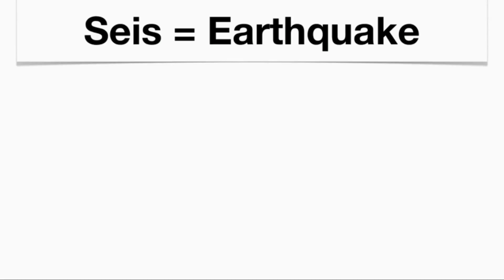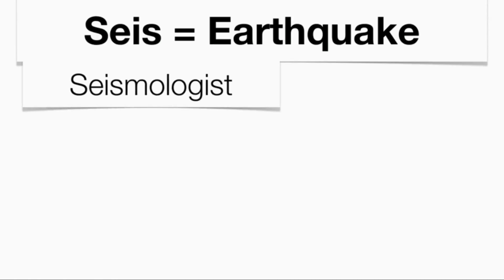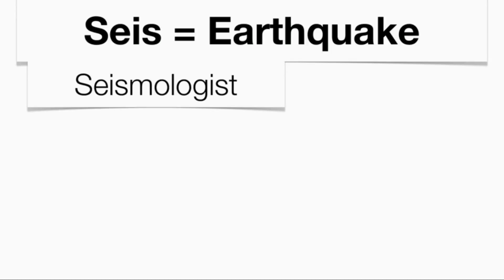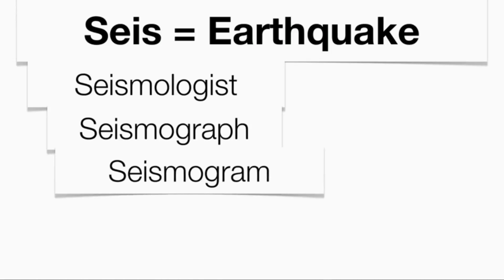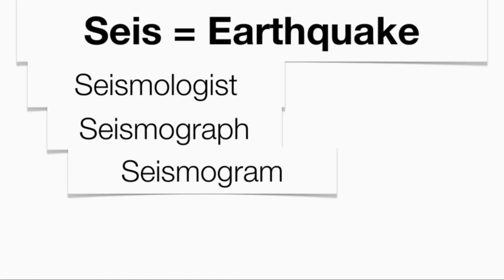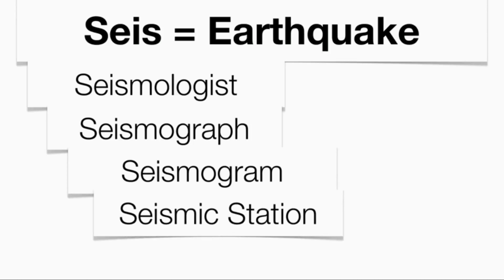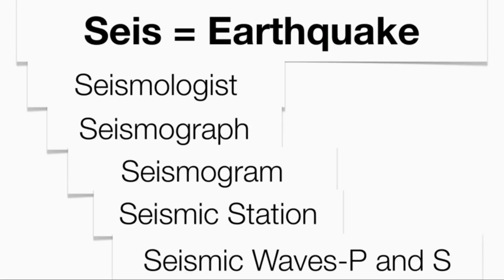So the prefix seismo means earthquake. So you get seismologists, those are people that study earthquakes. Seismographs are the machine that records earthquakes. A seismogram is the recording or the printout of how violent the earthquake was. You get a seismic station, which is the location where seismographs are housed. And you also get seismic waves, which include your P waves and your S waves.